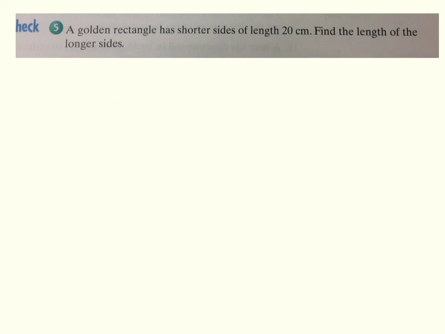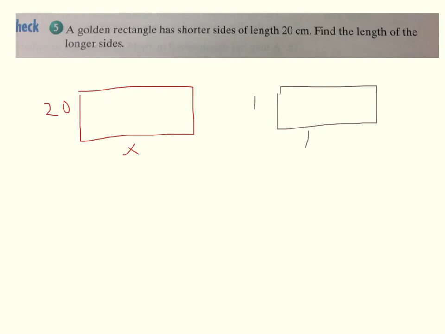Quick check number 5 asks us to find the longer side of a golden rectangle if the shorter side is 20. So, again, I'm going to draw a couple pictures. They always help me. The shorter side is 20. What's the length of the longer side? Again, the ratio of our golden rectangle is 1 to 1.618. So now, please pause the video while you set up a proportion and figure out the length of the longer side of this golden rectangle. I'm going to put 20 over X equals 1 over 1.618.